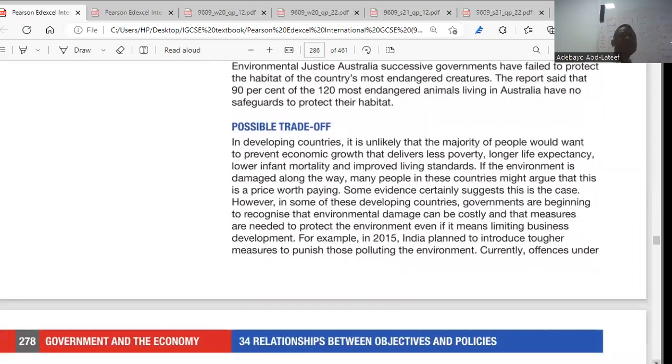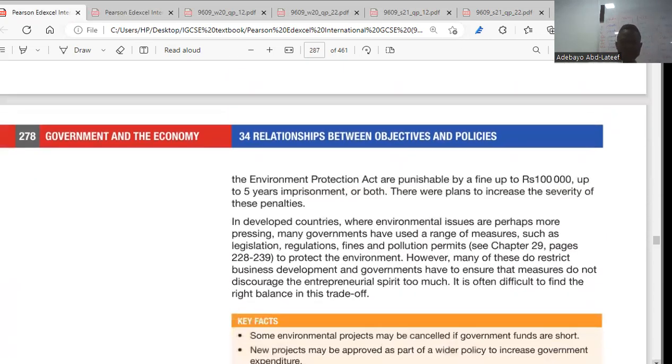The possible trade-off. They said in developing countries, it is unlikely that the majority of people would want to prevent economic growth that delivers less poverty, longer life expectancy, lower infant mortality, and improving living standards. So it is just this. The trade-off between economic growth and environmental damage, you reduce the rate of growth in the economy. If you want an increase in life expectancy, if you want a low infant mortality rate, if you want a low death rate in the economy, then you have to reduce growth. I think it's clear. So that is the trade-off. Any question about it? No. Shall we move on?